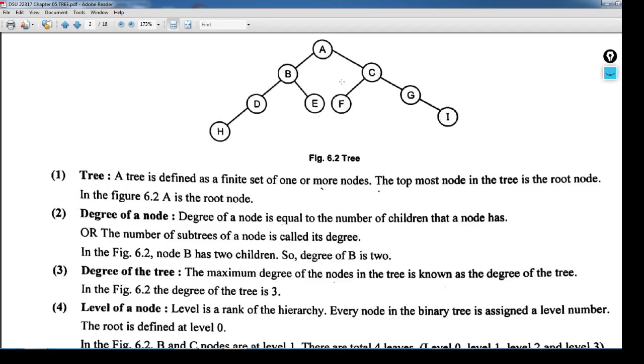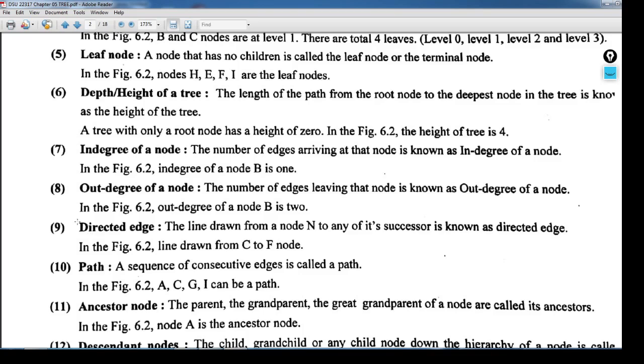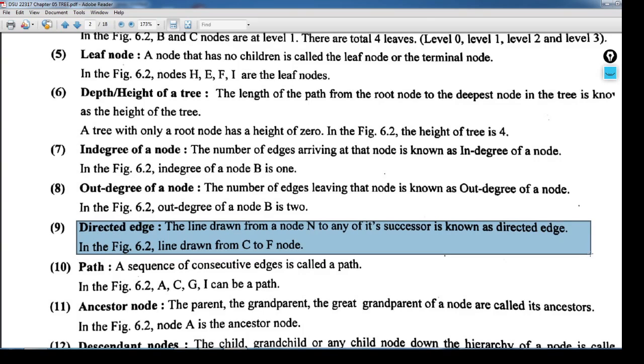Now here there are no arrows, because arrow is a concept of graph. This type of arrow will be there in graph, and these arrows are showing some direction, hence they are called a directed edge. But in exam they may ask you the same definition for tree also, so you have to write this definition. Directed edge: the line drawn from a node n to any of its successor is known as a directed edge.